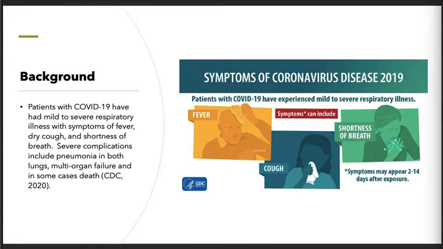Patients with COVID-19 have had mild to severe respiratory illness with symptoms of fever, dry cough, and shortness of breath. These symptoms may appear about 2 to 14 days after exposure. Severe symptoms include pneumonia in both lungs, organ failure, and in some cases, death.